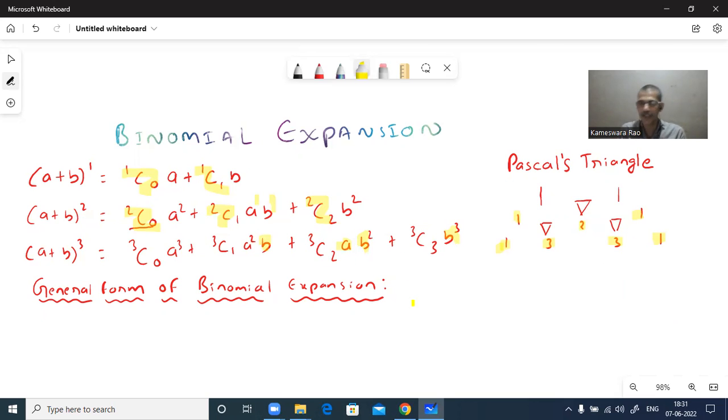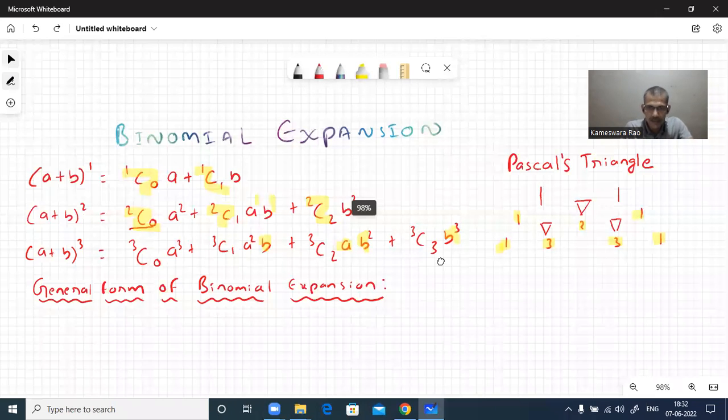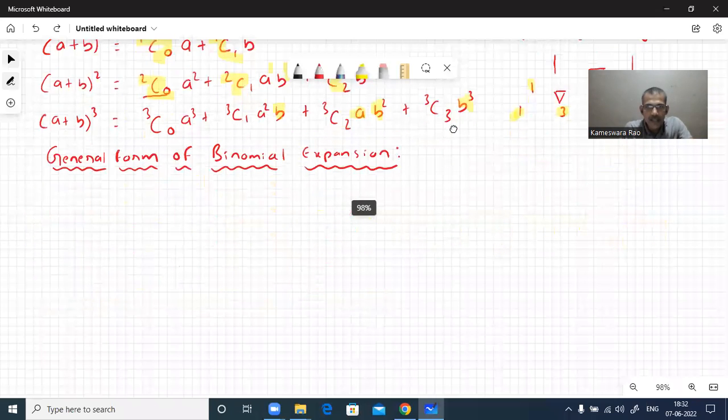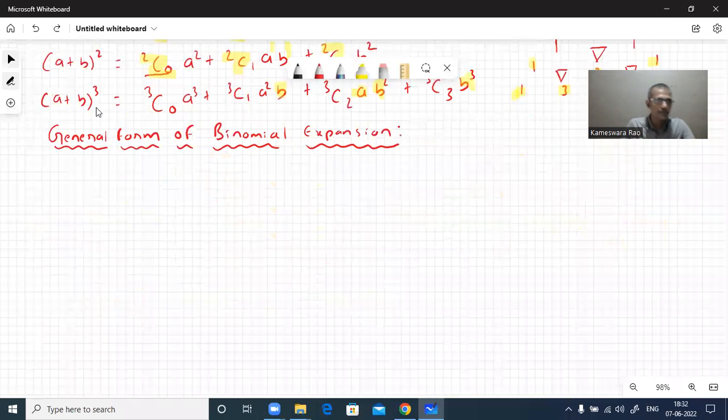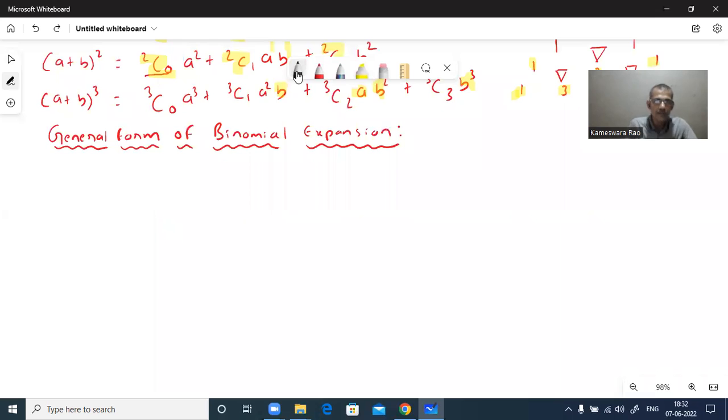Now we'll write the general expansion, and we'll also tell how to find binomial coefficients. Let me write the general expansion. Wait. Okay, I have to select and I'll move the screen so that I can write the binomial expansion. Now, right.